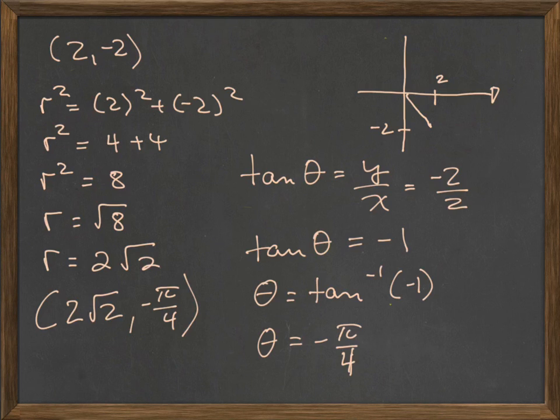Now, if you want to get another point that is in the same quadrant 4, you add 2 pi, which is 8 pi over 4, to it, which gives you 2 square root of 2 and negative 1 plus 8 is 7 pi over 4. Here you go. That's it. Of course, there are other versions of this point.